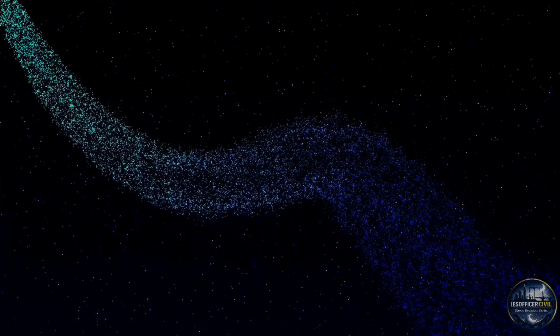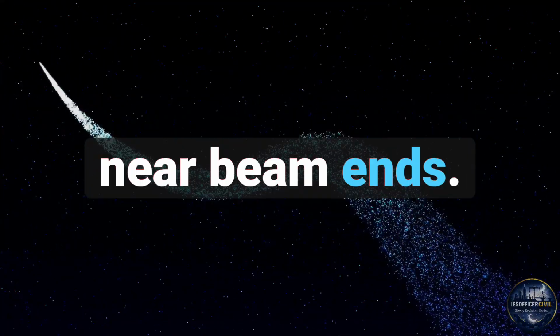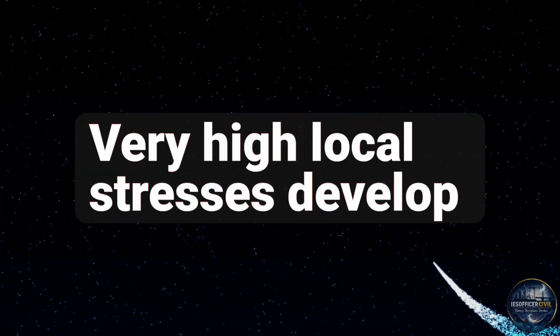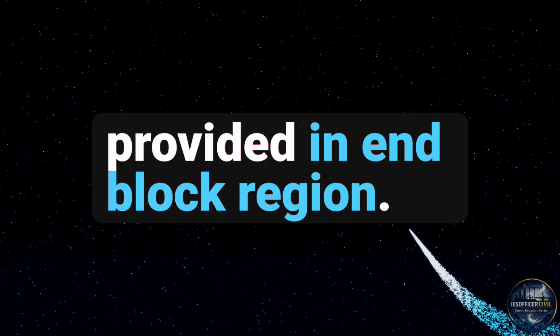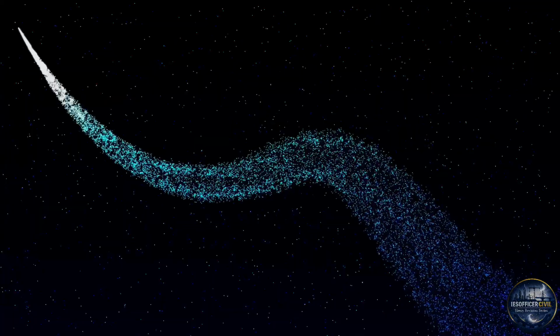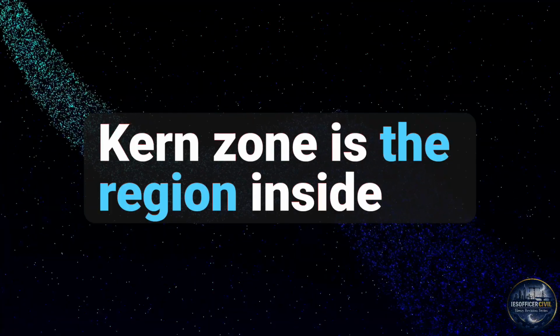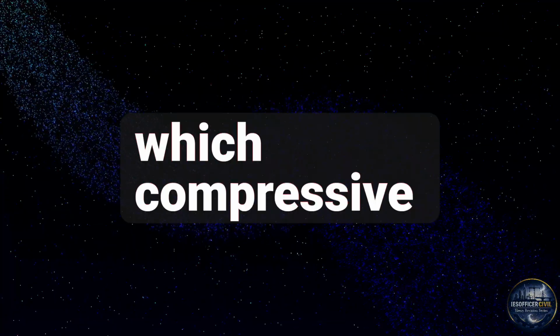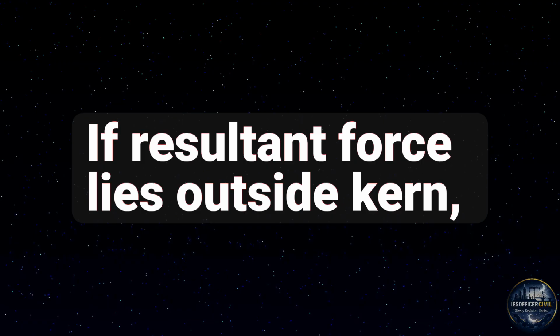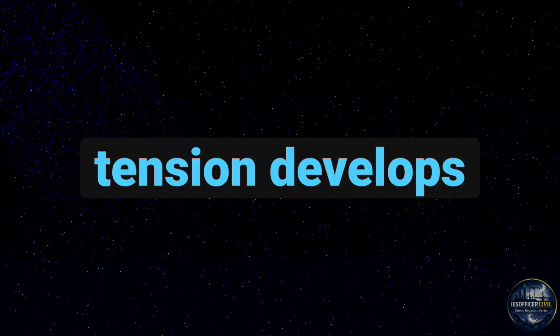Now, end block. End block is anchorage zone near beam ends. Very high local stresses develop near anchorage. Special reinforcement is provided in end block region. Now, kern of section. Kern zone is the region inside section within which compressive force should act to avoid tensile stress. If resultant force lies outside kern, tension develops inside concrete.